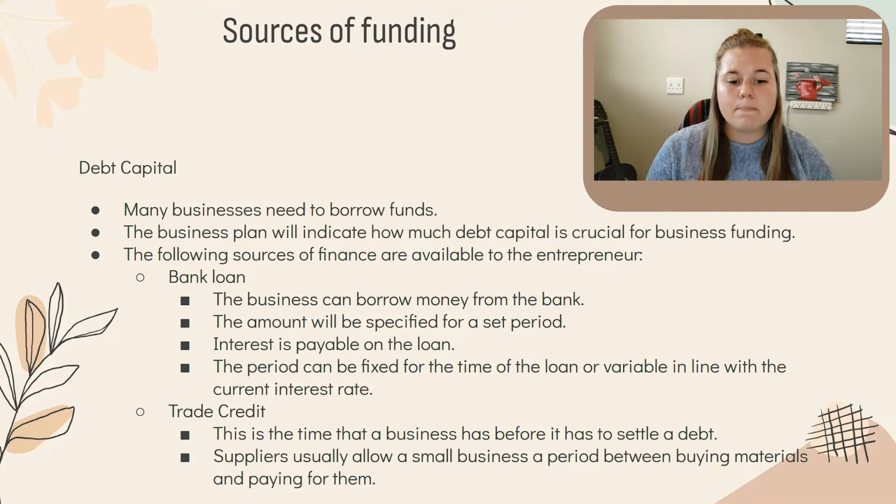So we've got a bank loan. The business can borrow money from the bank. The amount will be specified for a set period. Interest is payable on the loan. The period can be fixed for the time of the loan or variable in line with the current interest rate.